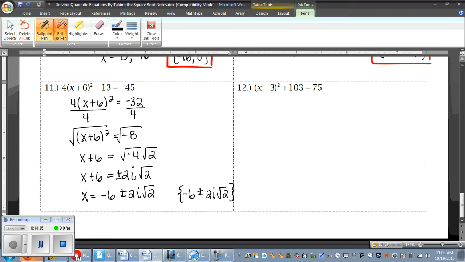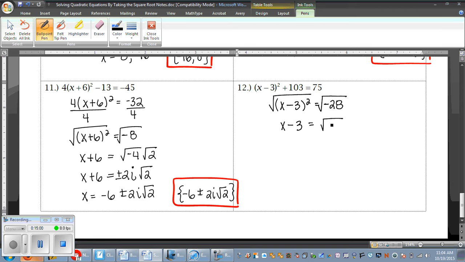Last problem. Take 75 and subtract 103. When I take the square root, again, it's not a perfect square and it's a negative number. So I'm going to split it into -4 times 7. The square root of 4 is 2, and the negative becomes the imaginary part, times the square root of 7. Make sure you put a plus or minus. Add the 3 to move it over to the other side. Put your answer in brackets.